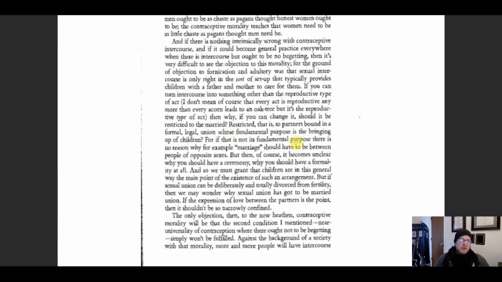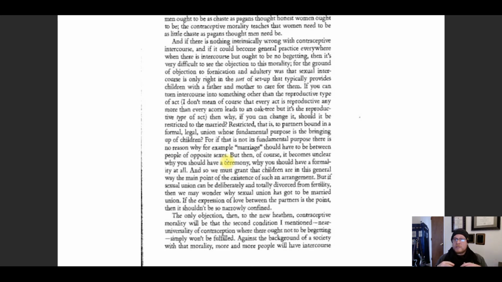For if that is not its fundamental purpose, there is no reason why, for example, marriage should have to be between people of opposite sexes. If the purpose of marriage is to produce offspring, but we're doing things that are meant to get rid of offspring, who cares about whether or not marriage should be between opposite sexes? Now, she is in a traditional position here, arguing this point, that if the purpose and function, according to natural law, is that marriage is to be between opposite sexes for the production of offspring, anything that deviates from that end, from that telos, from that purpose, would therefore be unnatural and wrong.